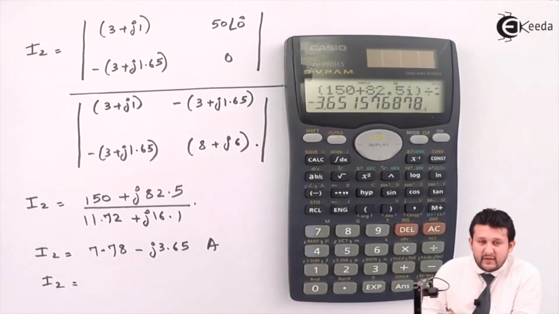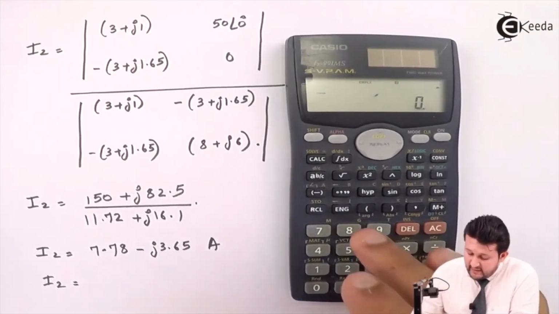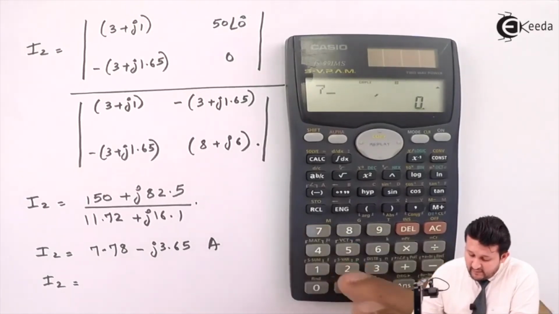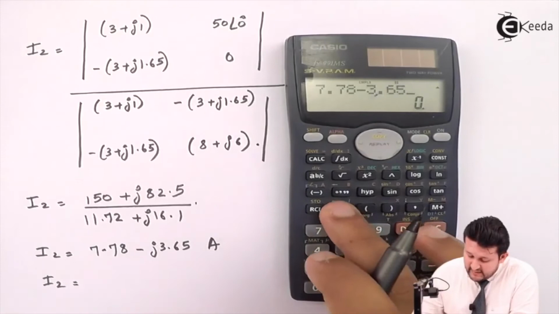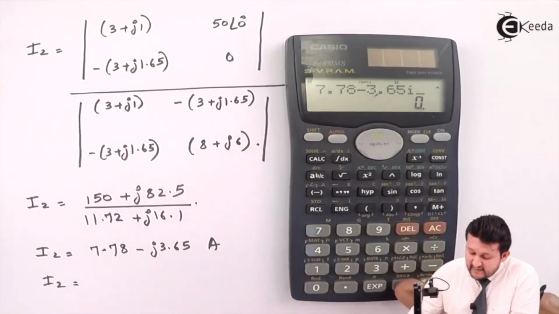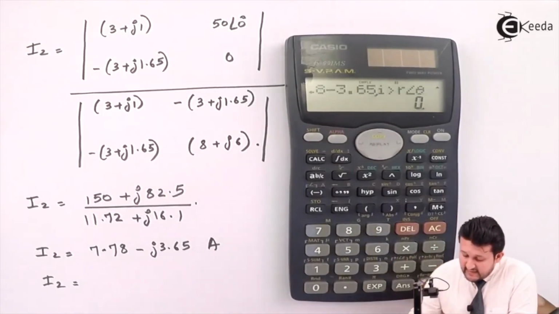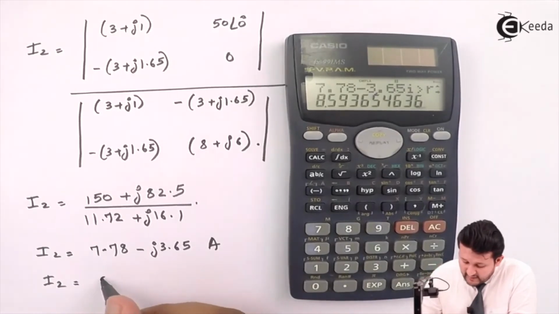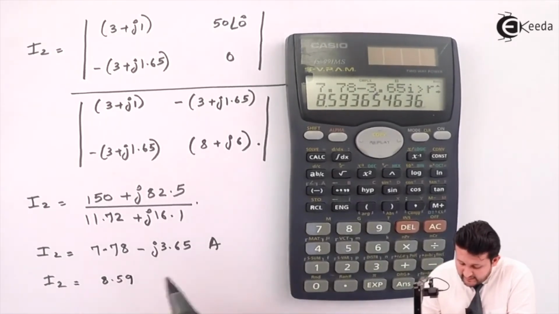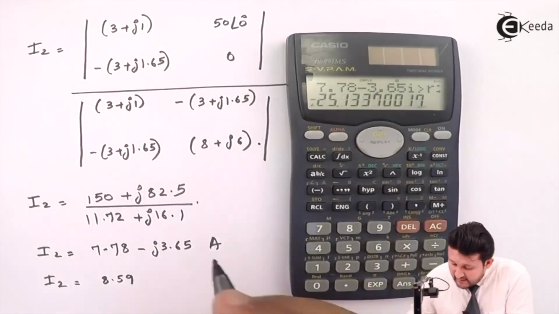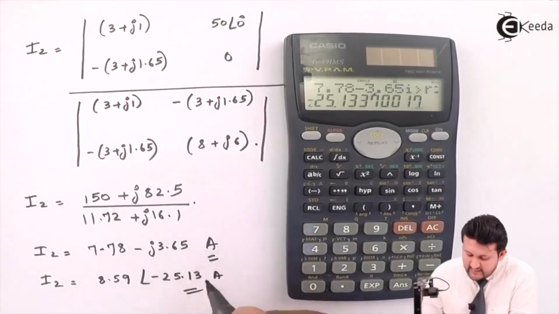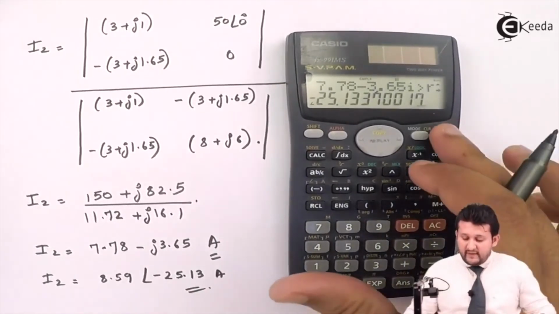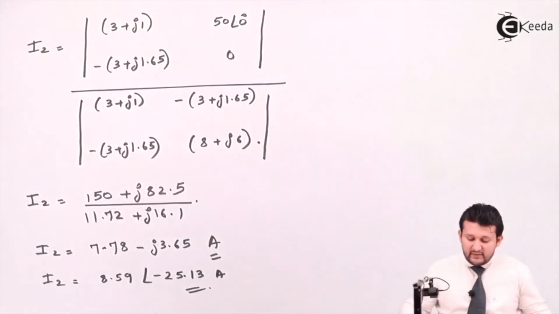If I need to convert into polar form, it should be in complex mode. 7.78 minus 3.65I, press shift and plus sign. It will be converted into 8.59, shift and equal to, your angle is minus 25.13 amperes. So after getting I1 and I2, that was not the end of the logic.